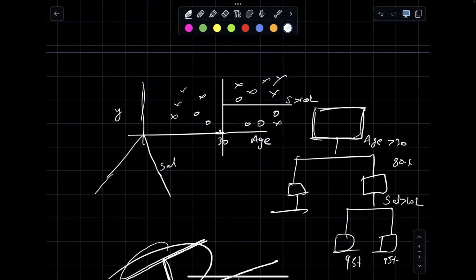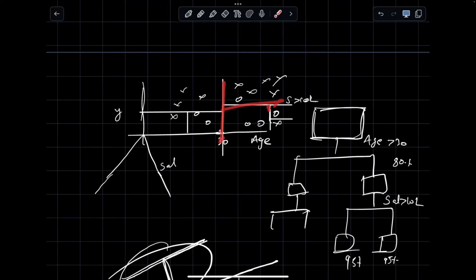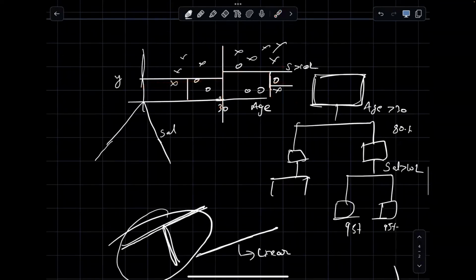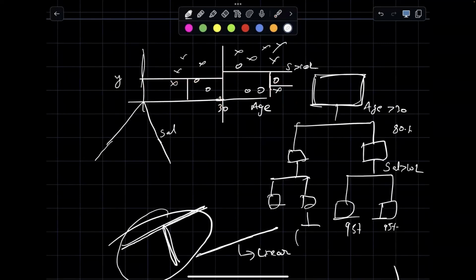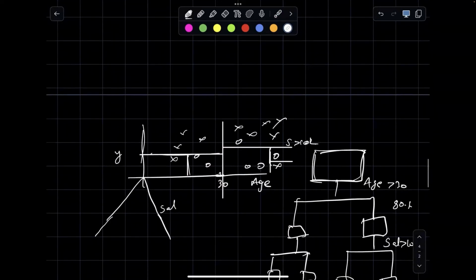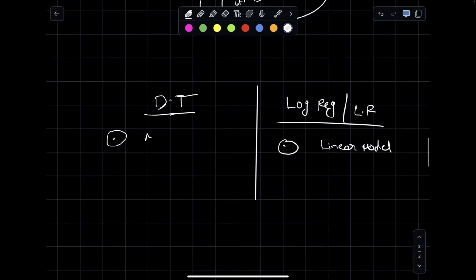Now I can have further more splits, like this one, and then this one, and then this one. See how complex the model became? This entire part is the model. If I split again and again, obviously you will have more stumps added. That's exactly what I'm doing. So obviously it is non-linear. This is the first distinction between decision tree and logistic regression, and then you can think and add more.